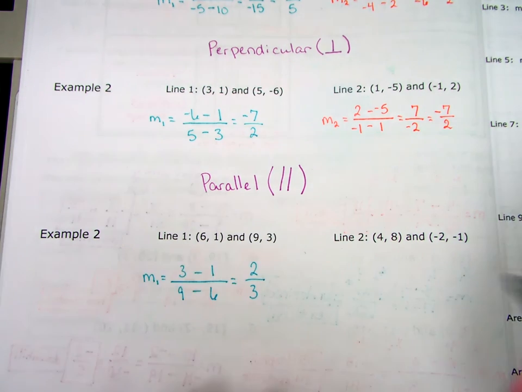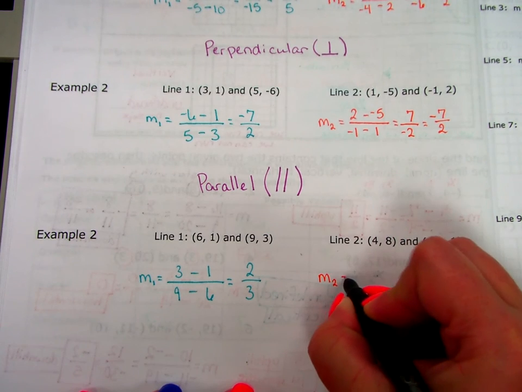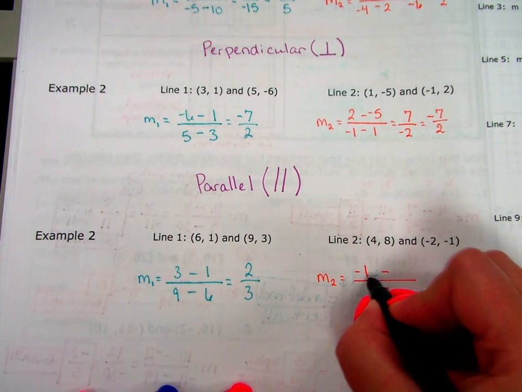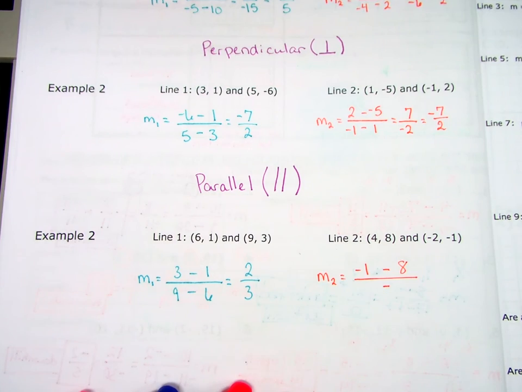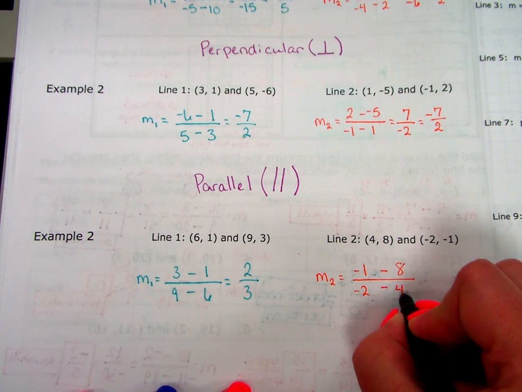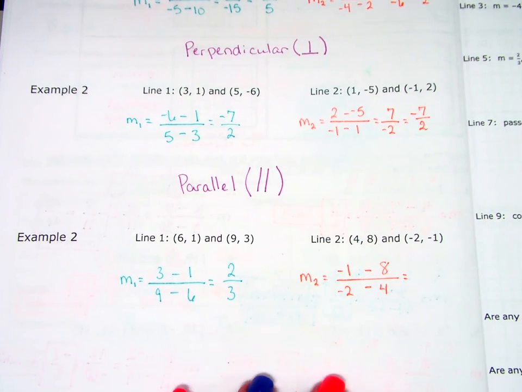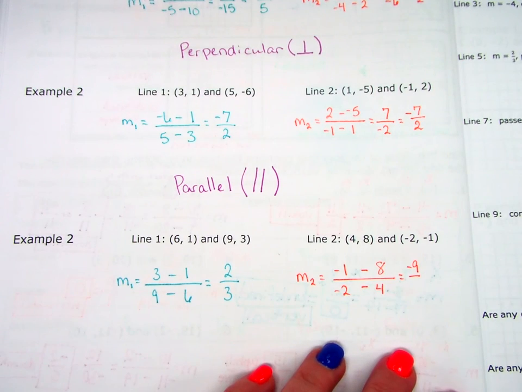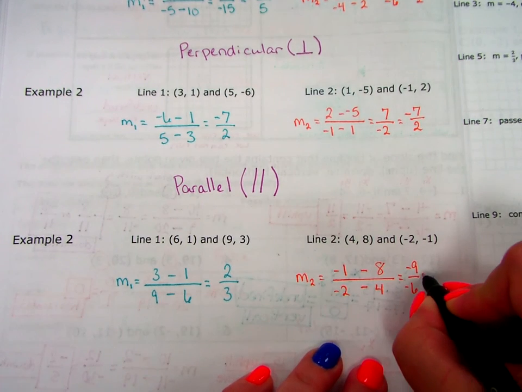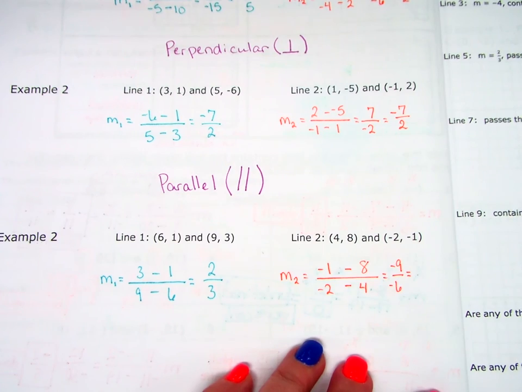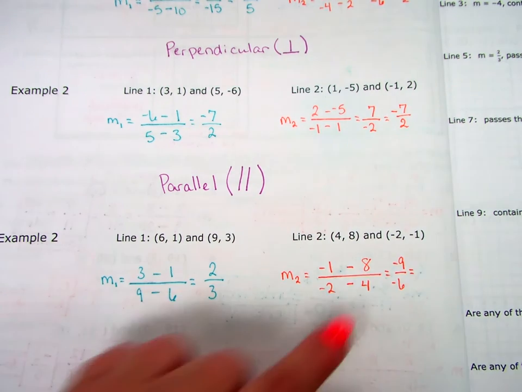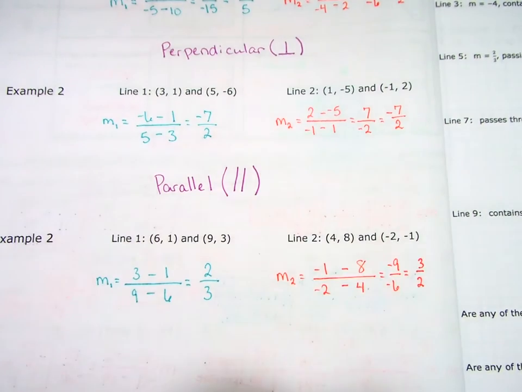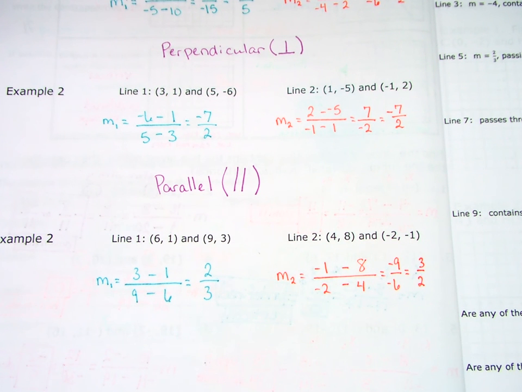My second line, slope 2. What's going to go in my numerator? Negative 1 and 8. What's going to go in my denominator? Negative 2 and 4. Negative 1 minus 8? Negative 9. Negative 2 minus 4? Negative 6. Negative over negative is positive. What goes into both 9 and 6? 3. 3 goes into 9 3 times. 3 goes into 6 2 times. So 3 halves for my slope 2.